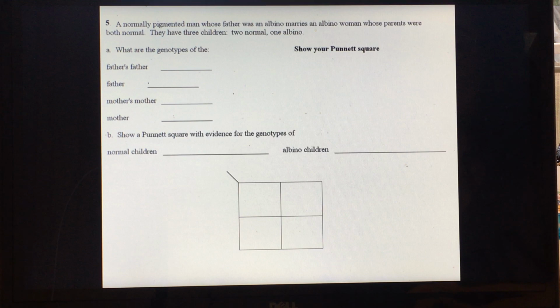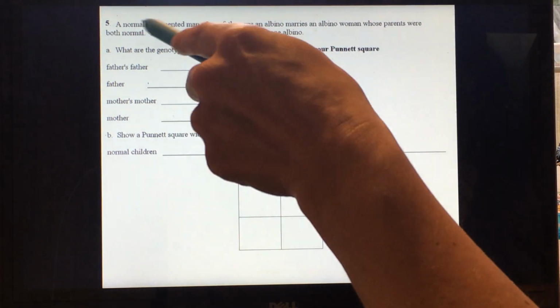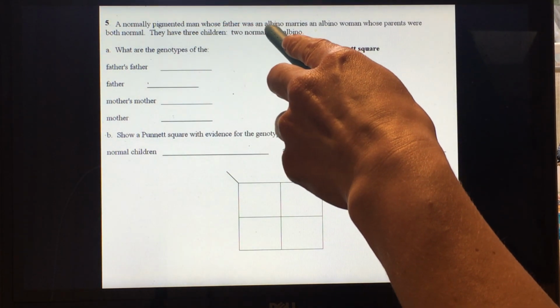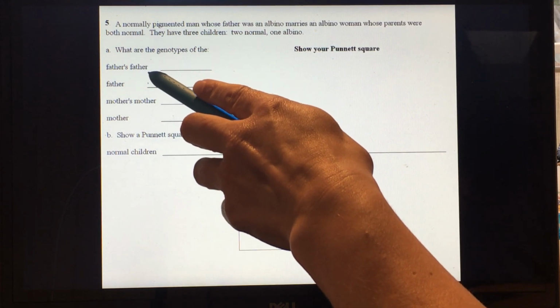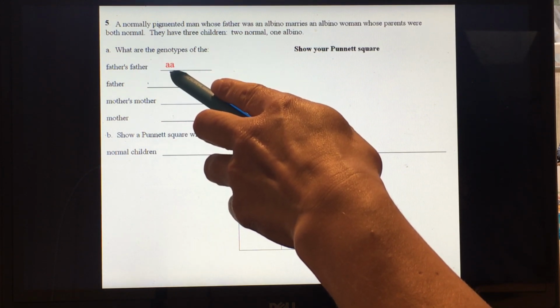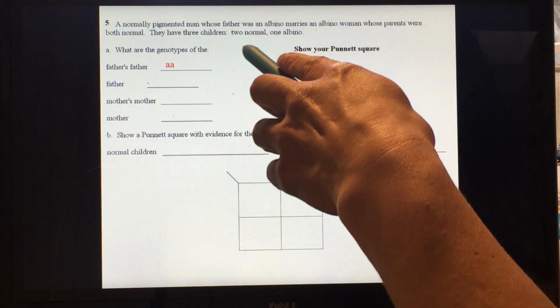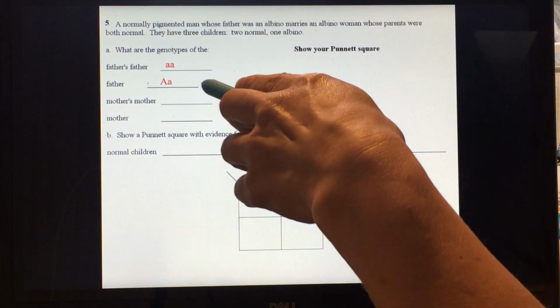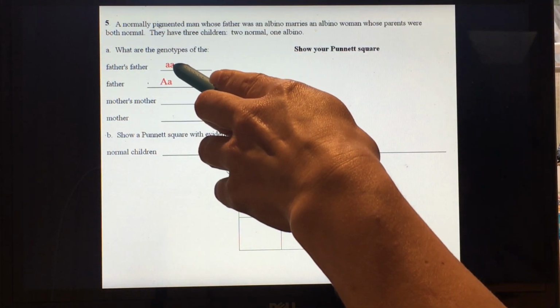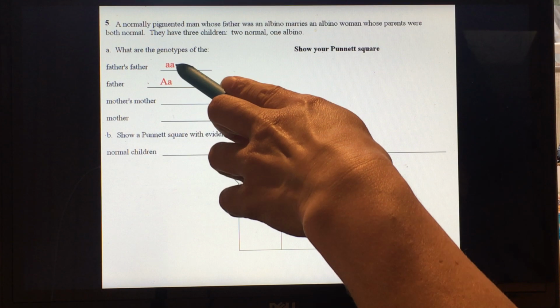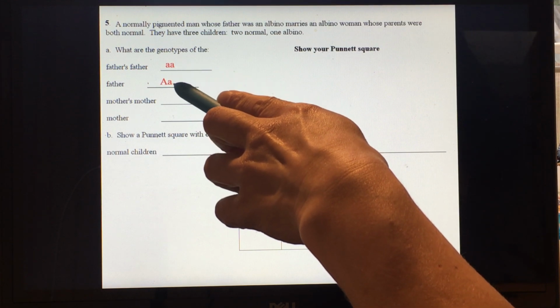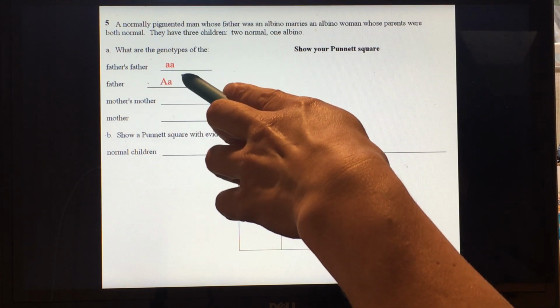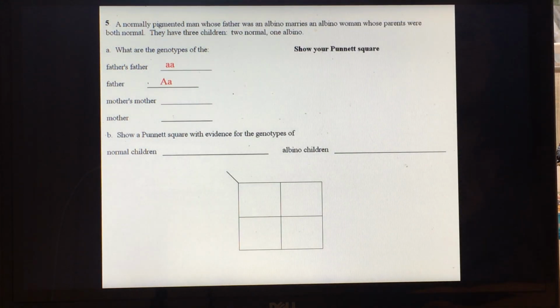A normally pigmented man whose father was an albino marries an albino woman whose parents were both normal. So let's break this down. You have a normally pigmented man whose father was an albino. So the father's father is little a little a because he's albino. The father is heterozygous, and you know that because if his father was an albino, the only allele that his father could have passed down to him would be the recessive allele. But he's not albino, so he is heterozygous.